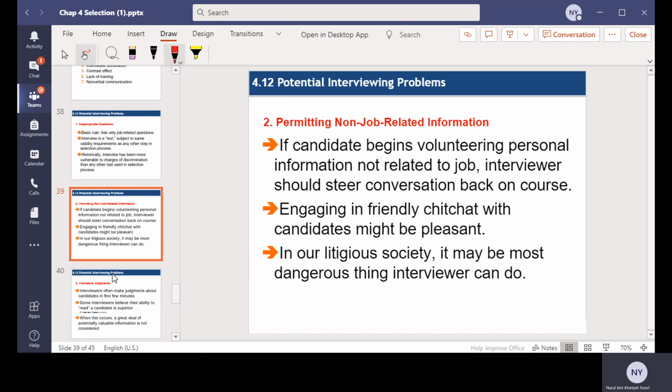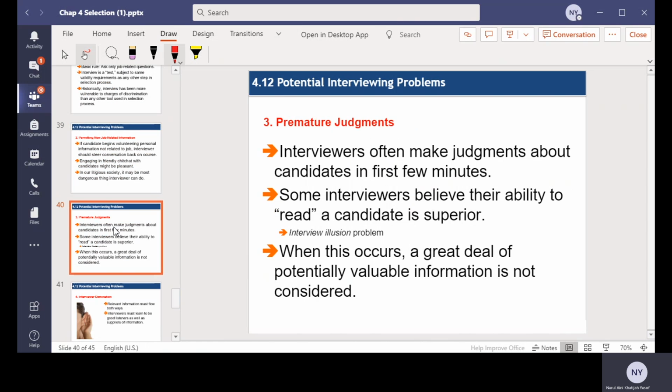All right. And then the third problem is premature judgment. This problem is from the interviewer, or we call it first impression judgment. The interviewer often makes a judgment about the candidate in the first few minutes. For example, let's say this candidate comes for an interview. He looks so professional, the way he dressed up. So the interviewer might think, oh, I think this is the best candidate, without starting the interview itself.